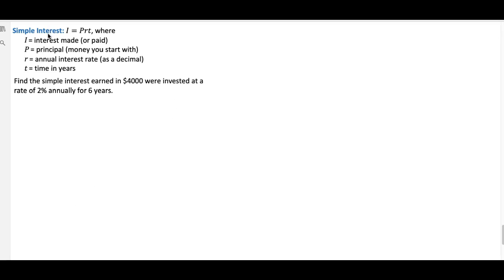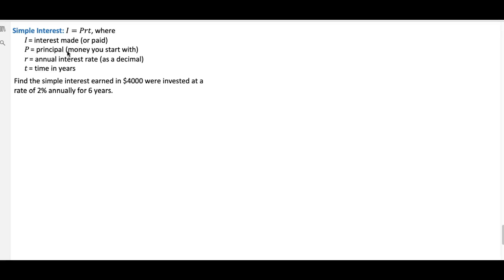Okay, so simple interest is an equation that you're going to use a lot for lots of reasons, and it's something you should be very familiar with so that you understand what's happening to your own money. So I equals PRT is the basic equation. It gets more complicated than that, which we'll use logarithms for, but this is a very basic form of it. And so I is interest that you've made or paid, depending on if it's a loan or a savings account.